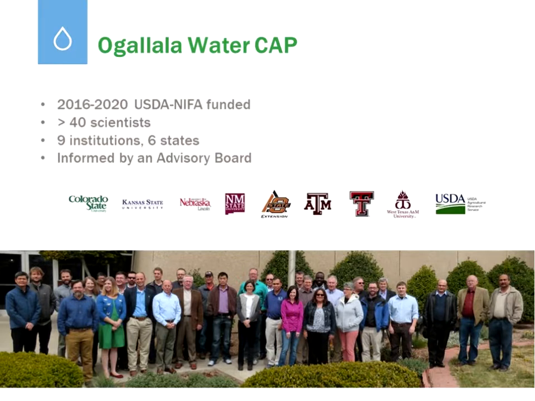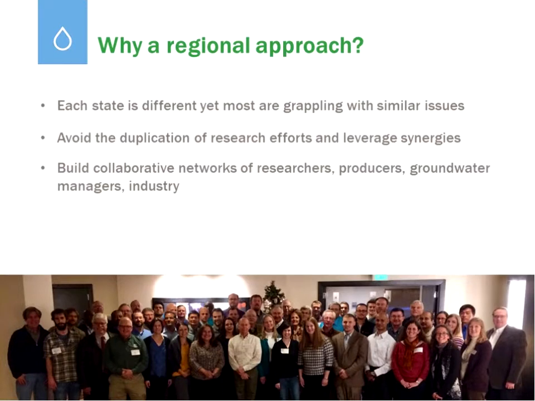And so our team has more than 40 scientists across the 9 institutions represented here across the bottom of the screen, across 6 of the 8 states of the Ogallala Aquifer region. And we also have a very strong advisory board that represents farmers, groundwater management districts, industry partners across those states as well. This image here is from one of our first planning meetings when we first started. Our team continues to expand as we bring in new graduate students, postdocs, and others that are on the team.